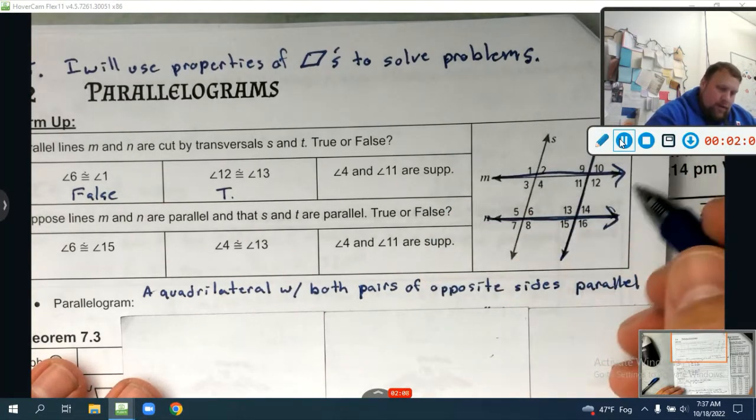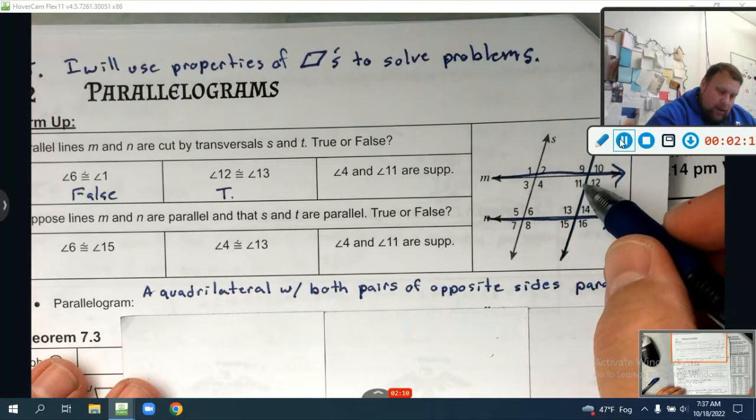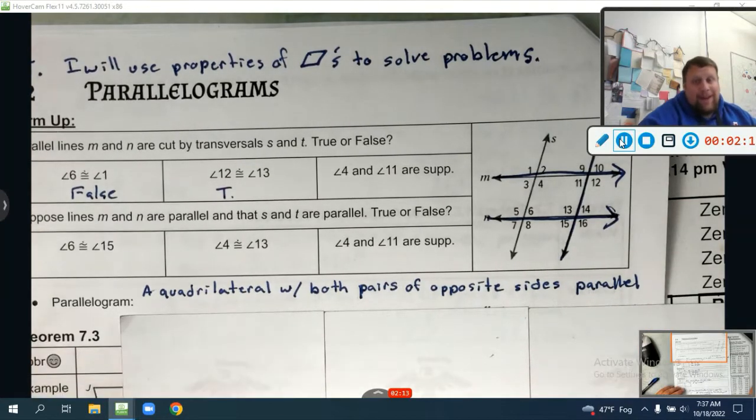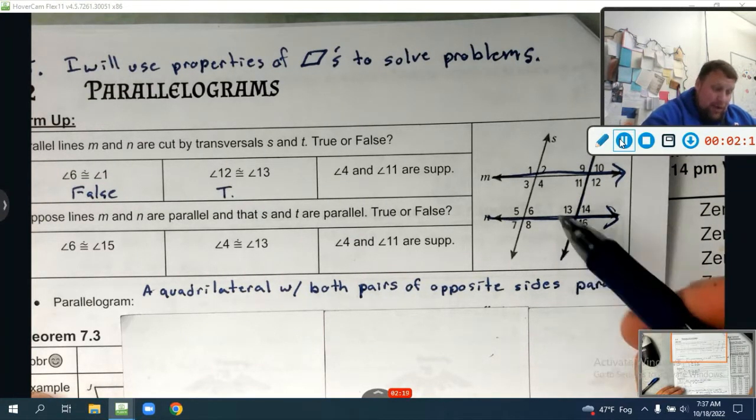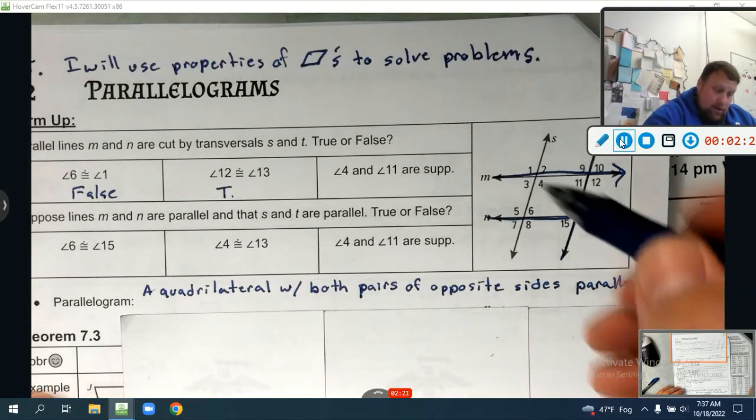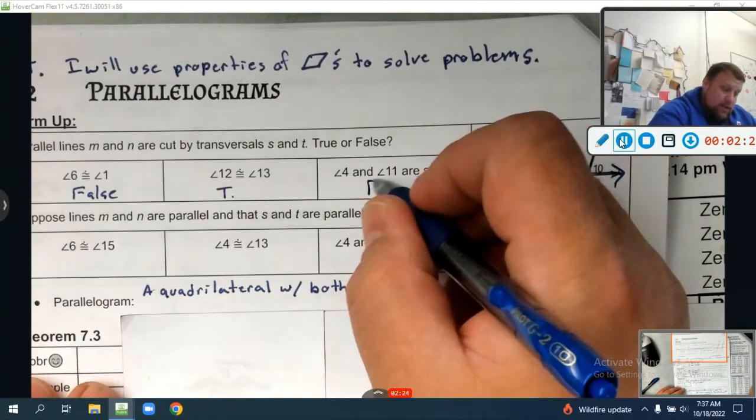Angle 4 and angle 11 are supplementary. If I knew that S and T were parallel, then yes, that would be true. But I'm not told that S and T are parallel, so I can't assume that. So for right now, that's false.